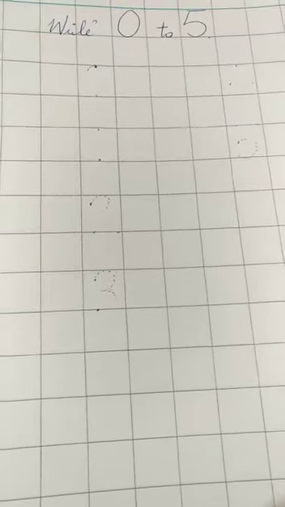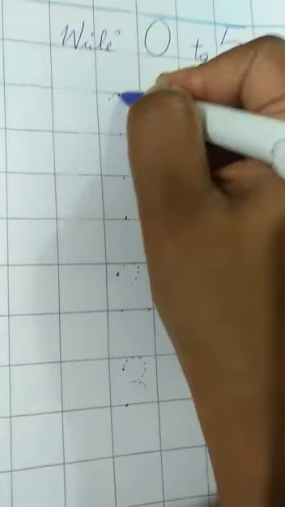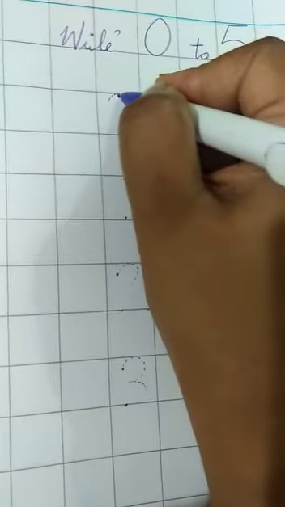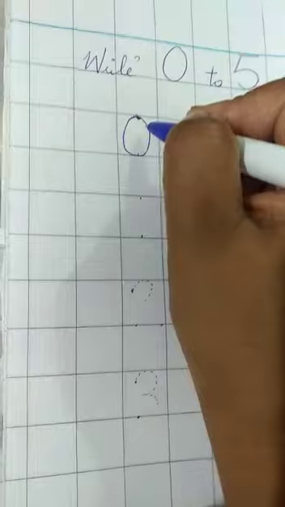Okay students, today I am going to review writing numbers 0 to 5. So let's start from number 0. How will you write number 0? Start from the beginning dot, then go down, make a round like this, and again match with this beginning dot.